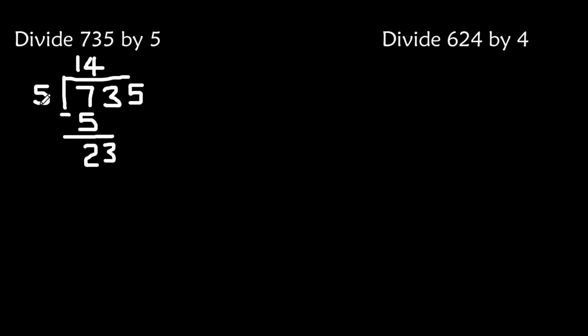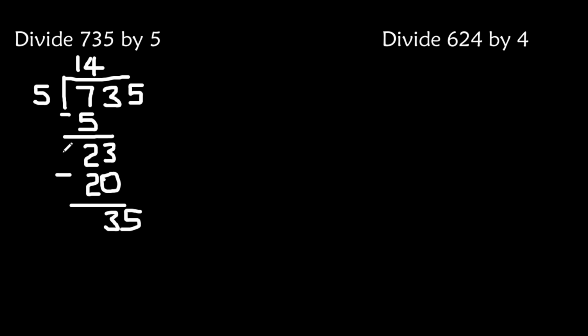Then I'll multiply 4 times 5, and that should give me 20. The next thing I'll do is subtract. I'll have 23 minus 20, and that should give me 3. And finally, I'll come to the last one, which is I'll bring down 5.